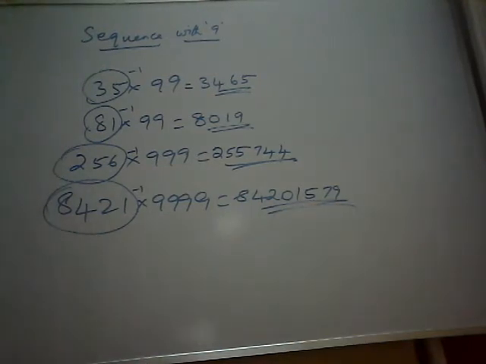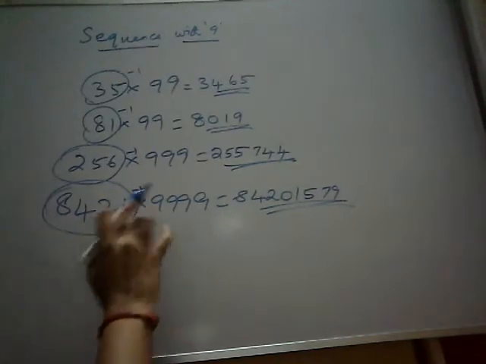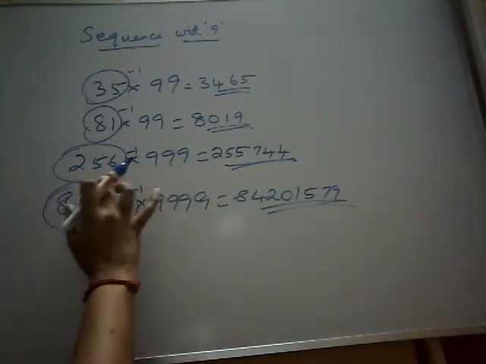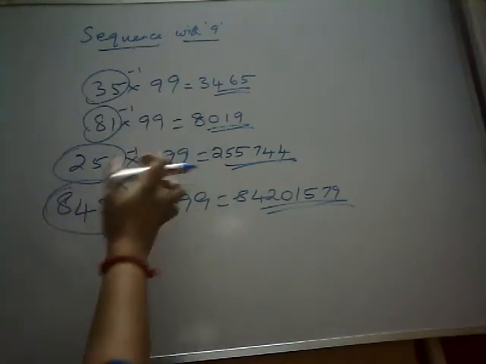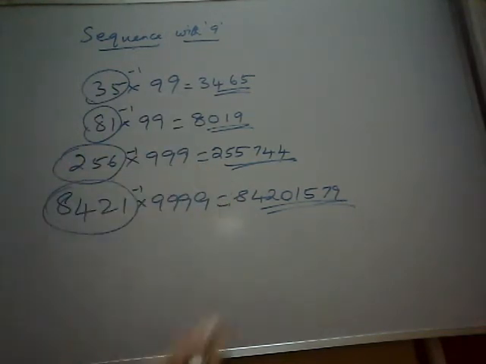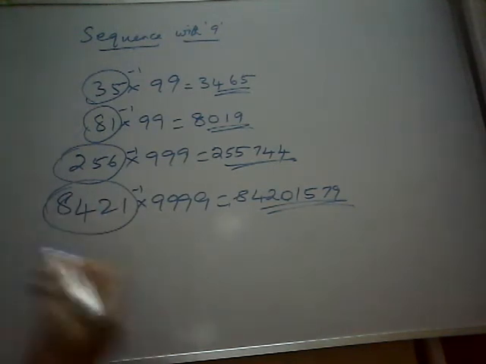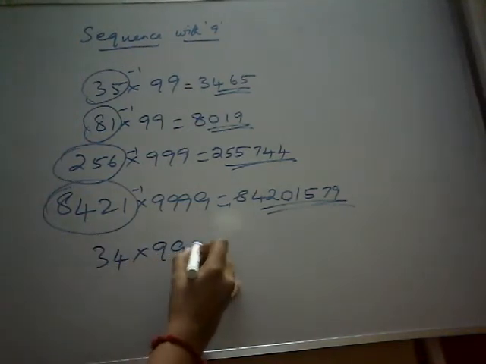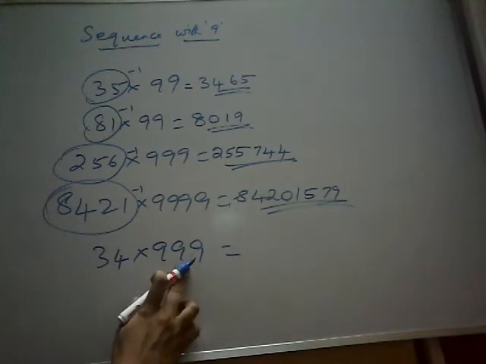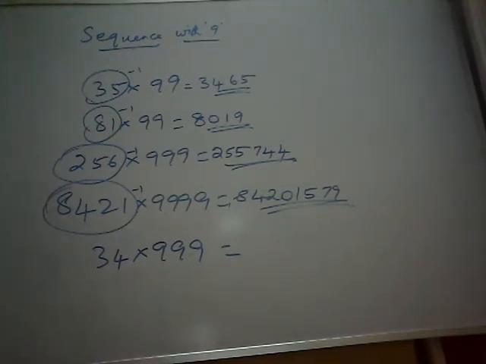Got it? Now if in place of the same number of digits, where the first number and second number have the same number of digits, like 2-digit by 2-digit, 3-digit by 3-digit, or 4-digit by 4-digit, you have other digit counts, like 34 by 999, where this one is a 2-digit number and this one is a 3-digit number, how to do this one?